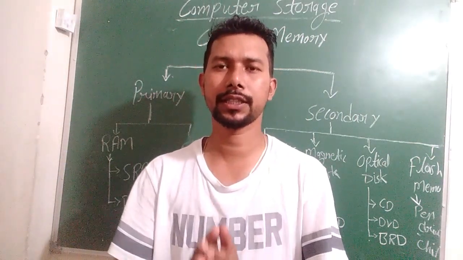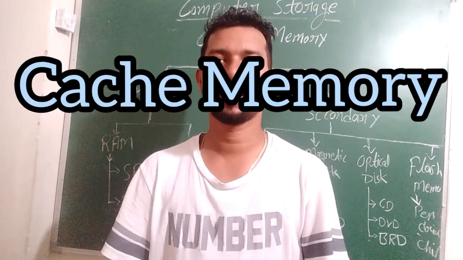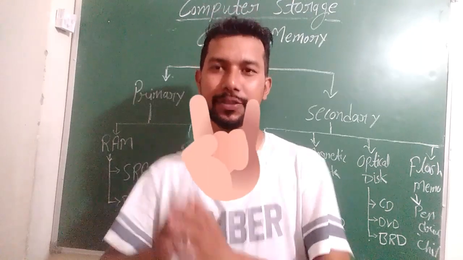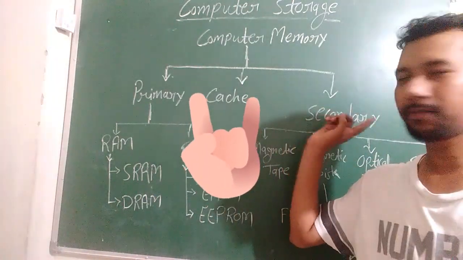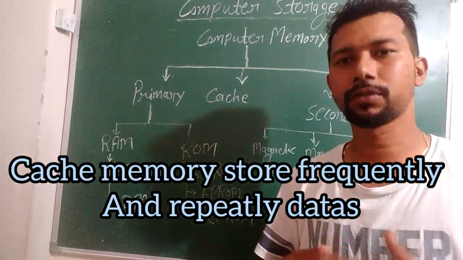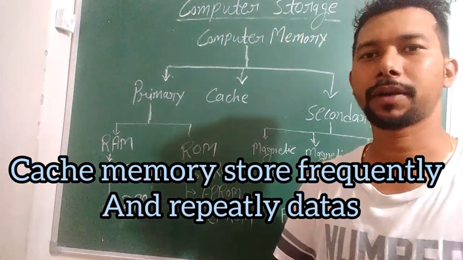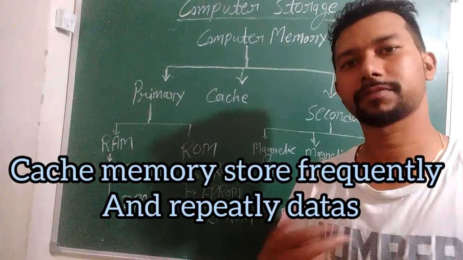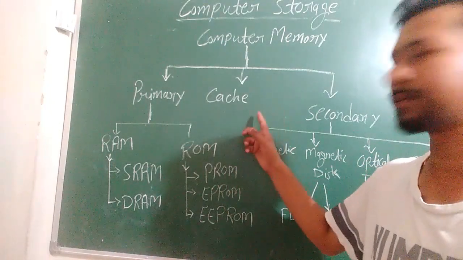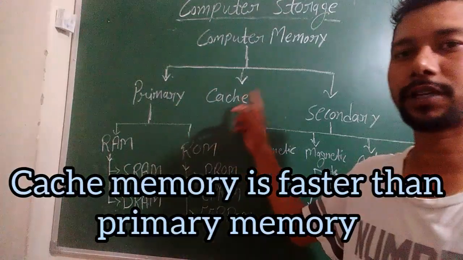Now after this, cache memory. Cache memory is situated between primary and secondary. It stores the frequently retrieved or input documents on your computer system, mainly used many times. This type of data is stored in cache memory. This is very fast as compared to primary.